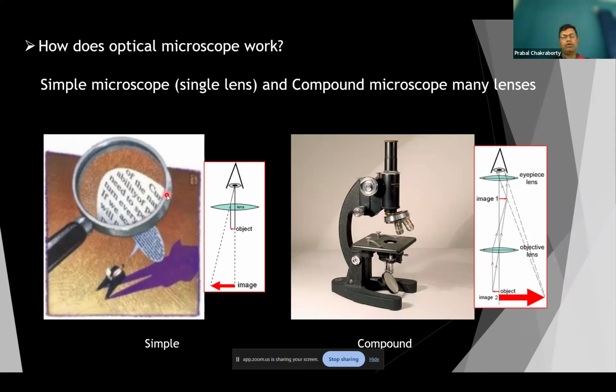And if we talk about a compound microscope, there are generally two different types of lens. There might be some intermediate lenses also.